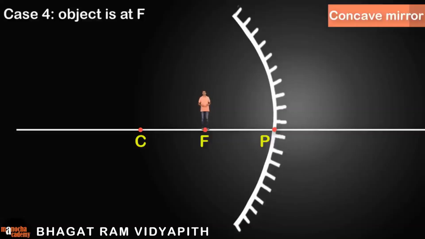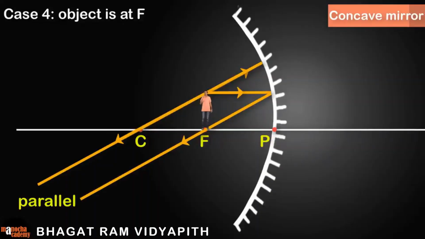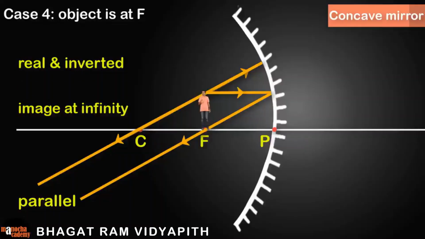Again, let's use 2 rules out of 3. As you can see, this is an interesting case because the reflected rays are parallel. The reflected rays never meet. So our image is formed really far away at infinity. The image is real and inverted, and it's highly magnified.